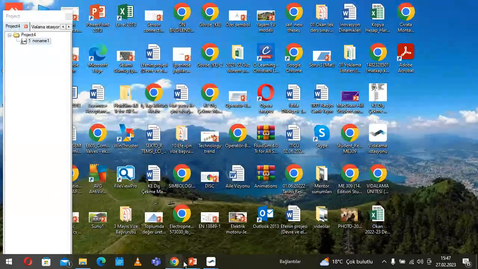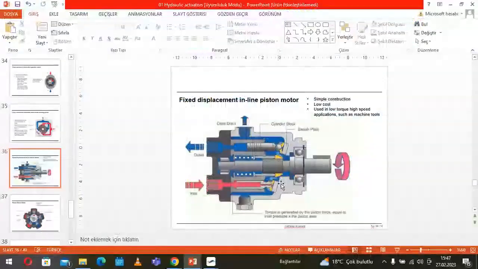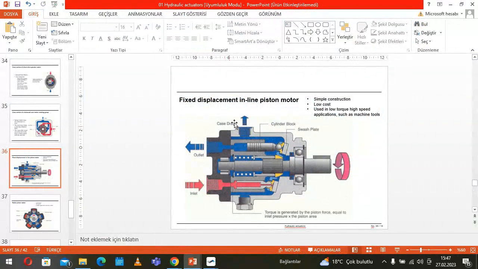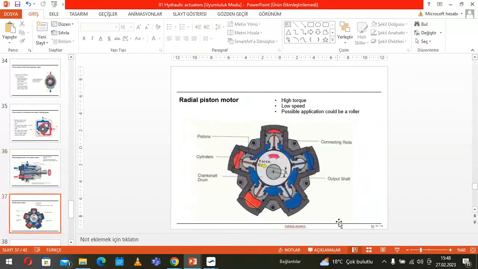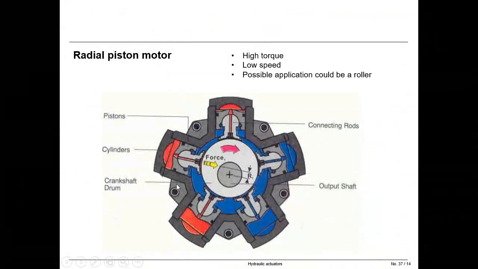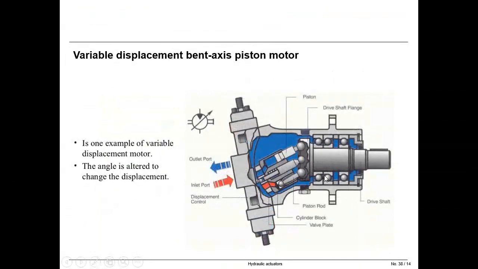So let's come to the slides. The hydraulic motors already discussed: the fixed displacement inline piston motor and the radial motor. We have also seen the radial piston motor, also with video. And the variable displacement bent axial piston motor we have also discussed. Here the flow rate can be varied, and therefore the speed can also be varied.